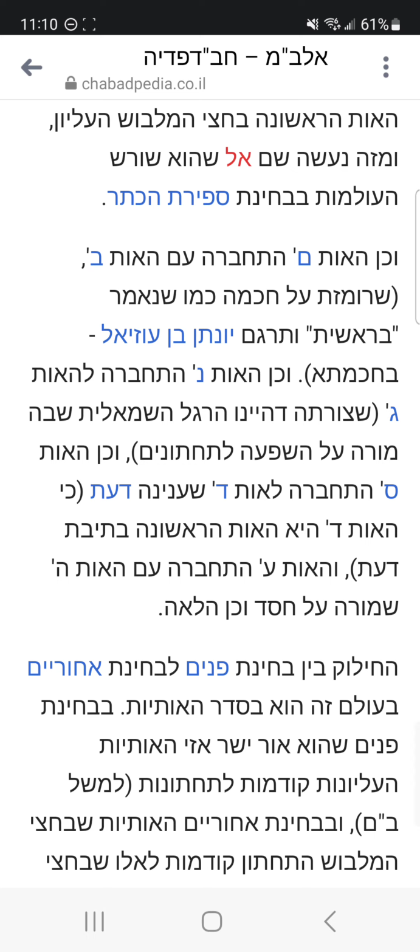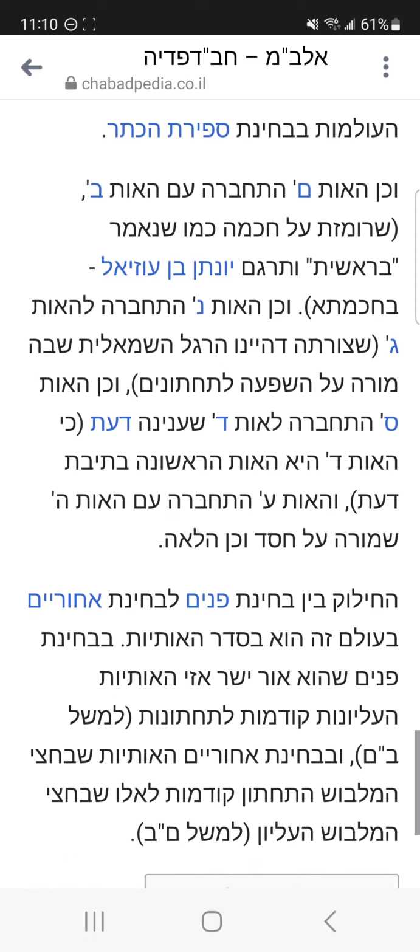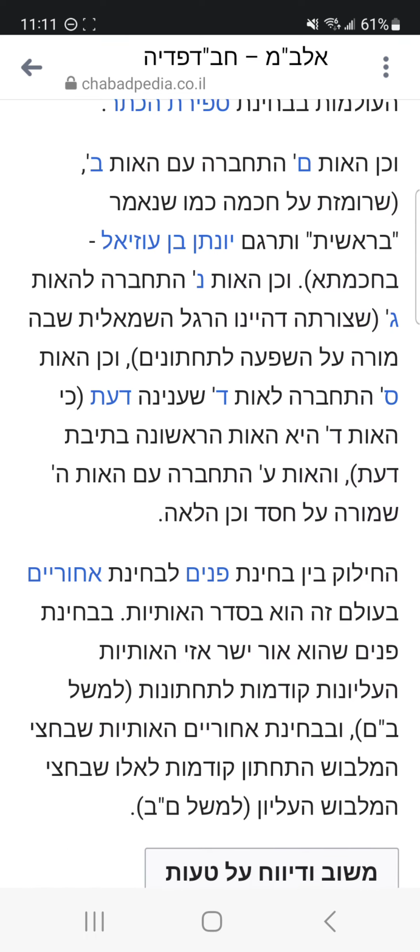And from this is made the name El, Aleph Lamed, which is the source of the worlds with an aspect of the sphere of Keter. So Aleph is Keter, crown. And so too the letter Mem connects with Bet, the letter Bet, which is hinting to Chachma, wisdom, like it says, Bereshis, the first word of the Torah, and Yonasan ben Uzziel translates it Bechachmesa, with wisdom, in Aramaic.